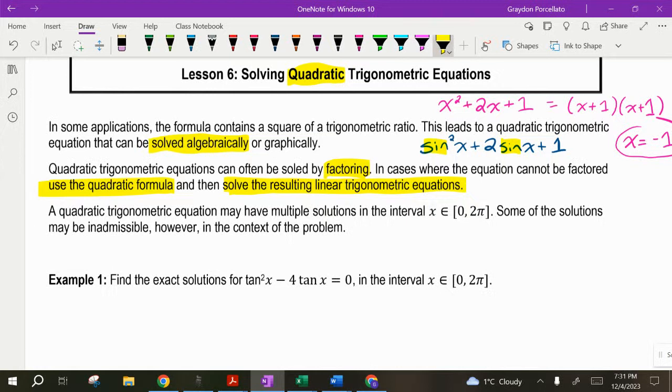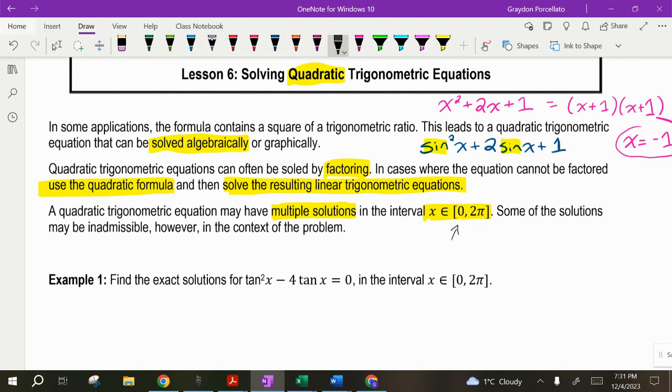A quadratic trigonometric equation may have multiple solutions in the interval 0 to 2 pi. We will pretty much always be looking at this specific interval. Some solutions may be inadmissible depending on the context of the question. For example, if you've solved quadratics in the past and it's asking a question about time, if you get a negative solution, well, time can't be negative, so we would say that's inadmissible. So it depends on the context of the question.